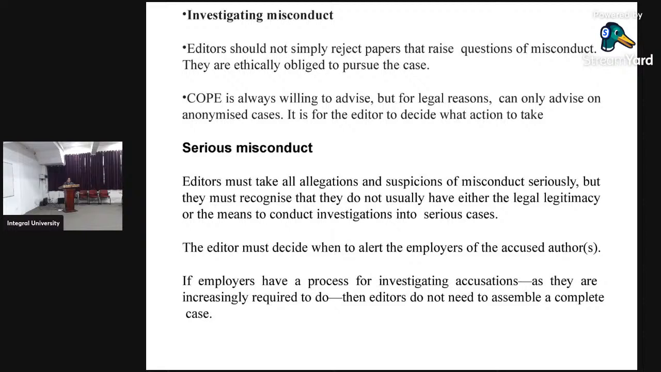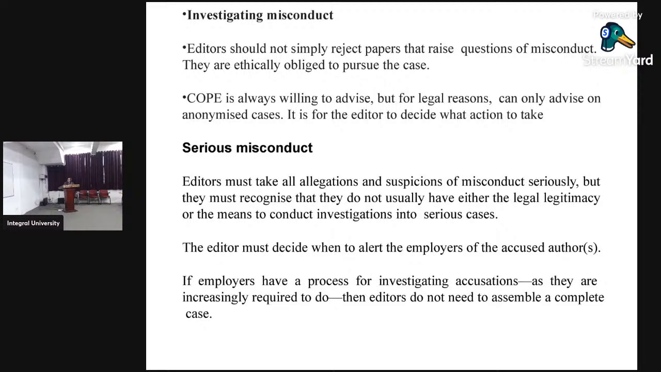This thing is important. I told you earlier too. Editors should not simply reject the papers that raise questions of misconduct. They are ethically obliged to pursue the cases, right? They cannot allow conflict of interest to impair their judgment. There is an ethical responsibility on these editors to pursue the cases, for or against, because the author may be innocent actually, right? So we have to give the author the chance to prove his or her innocence.